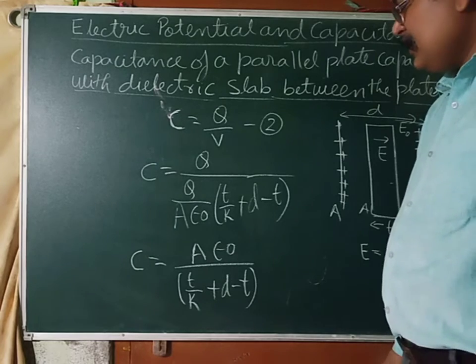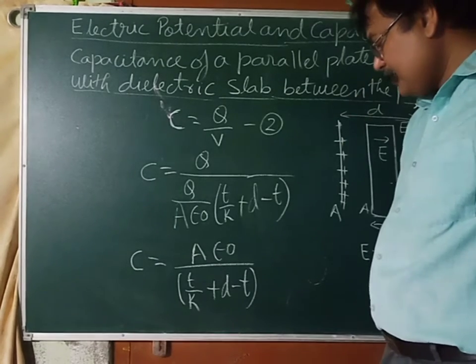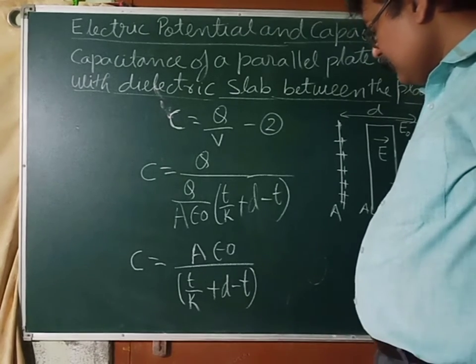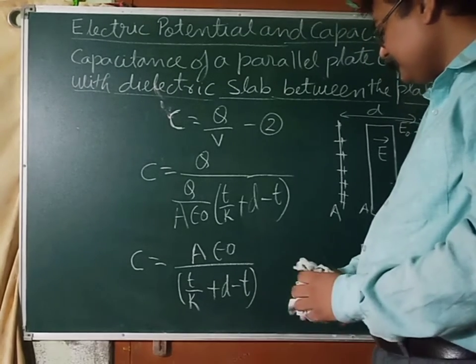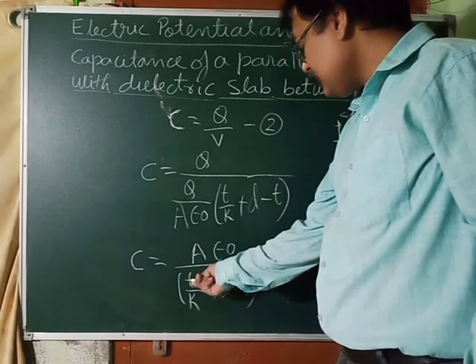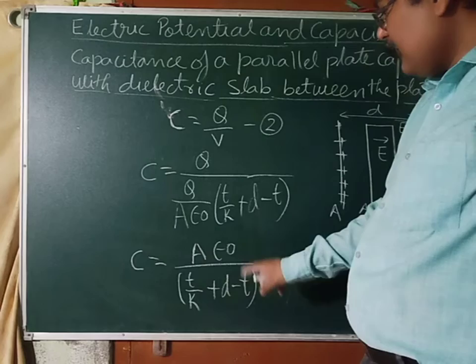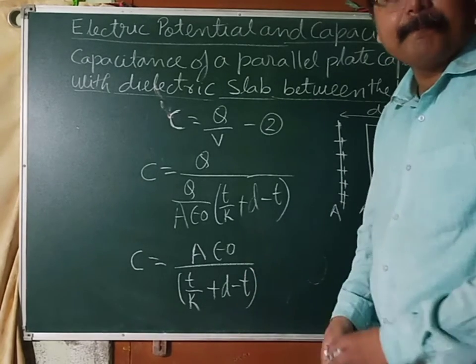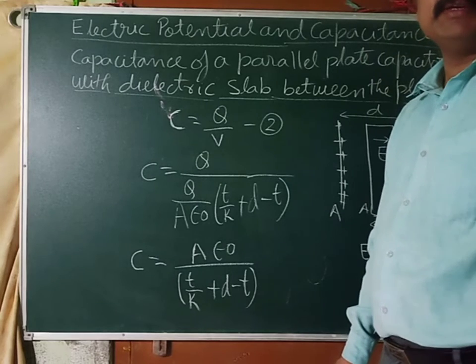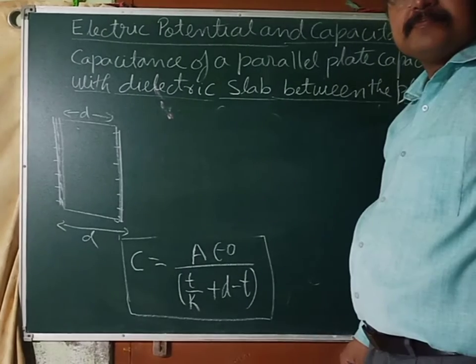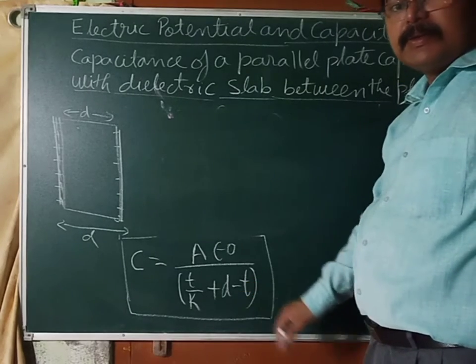Now, what do we want from here? Suppose you want to write this in terms of C naught, then how to write it? First note it down, then I will tell you. So we got this.